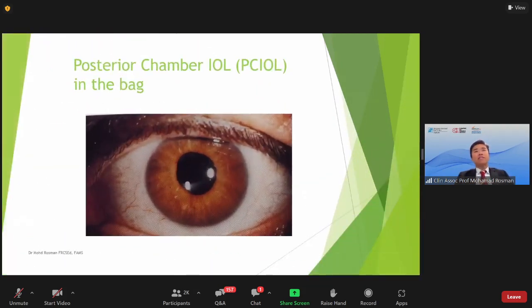So this is an eye after cataract surgery. You can see that the lens is in the back. You can't actually see the lens. A lot of people ask whether they can actually feel the lens or see the lens. You can't actually see the lens.